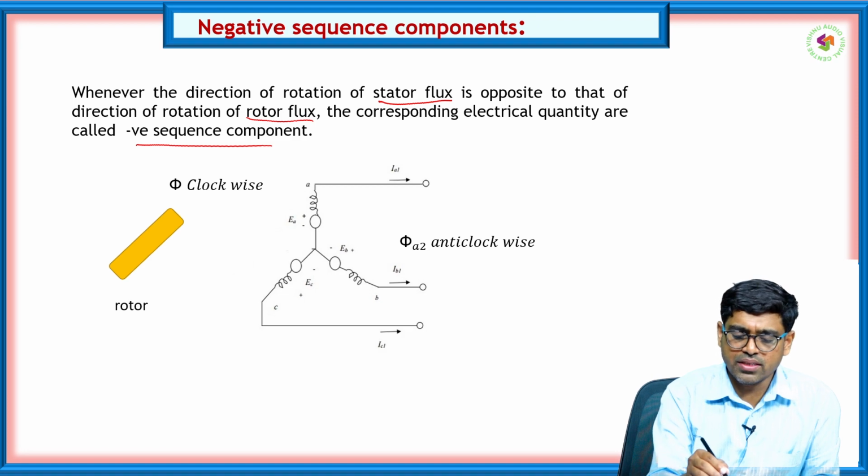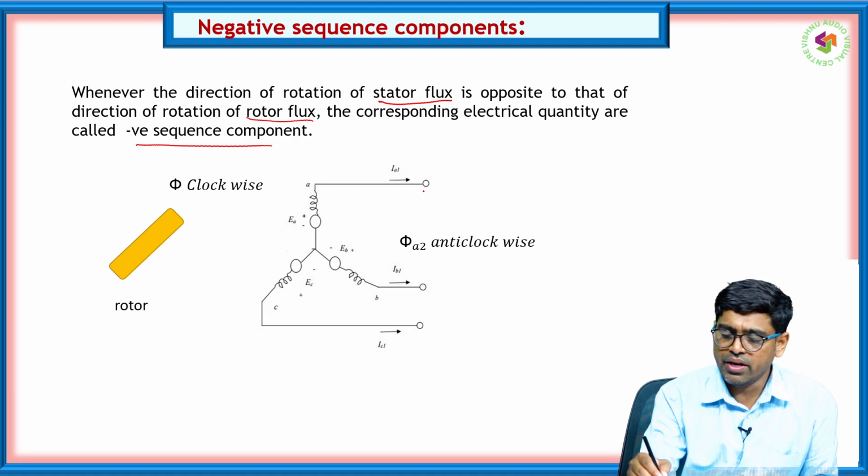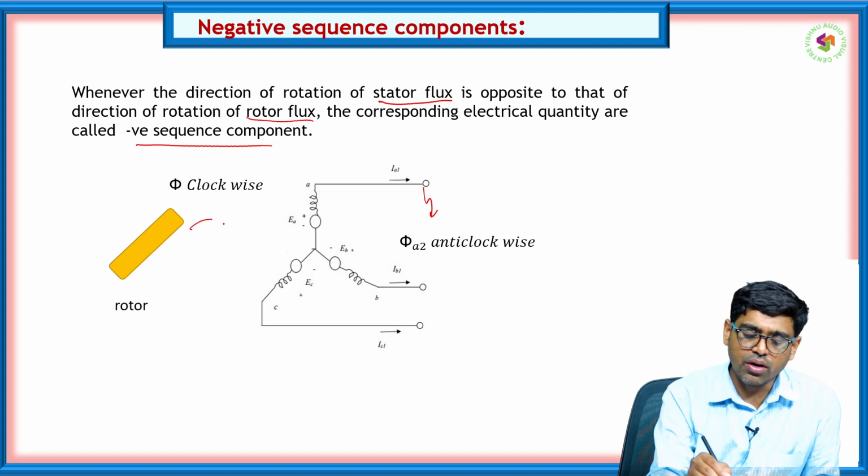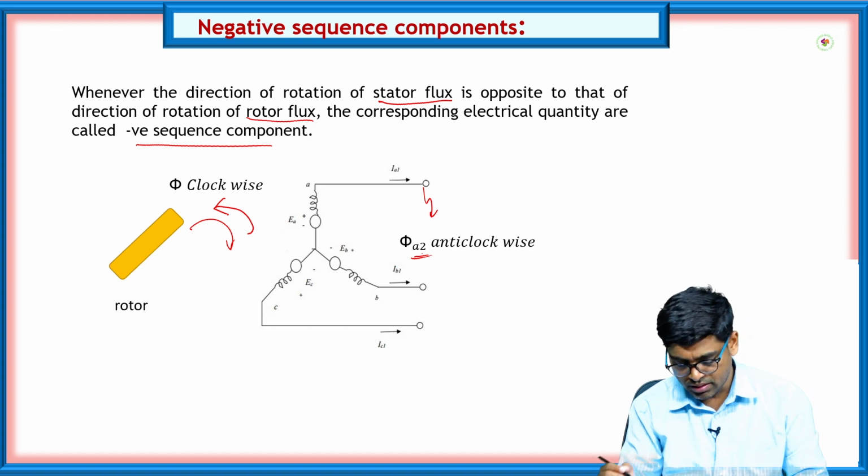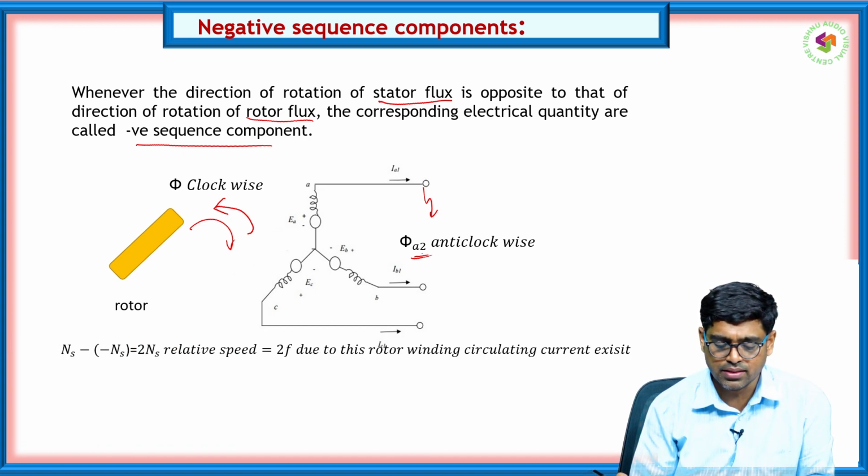So you can see the flux here. Whenever there is a fault, there is a phi A2, which means the negative sequence component of flux. This flux is the rotor flux, and this phi A2 is an opposite flux. Anti-clockwise rotation of this flux will exist.